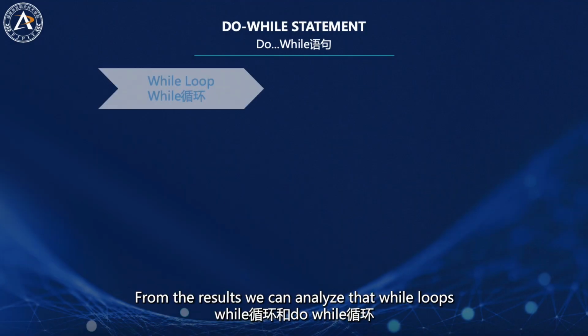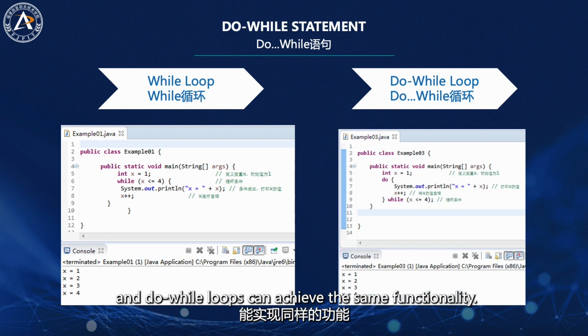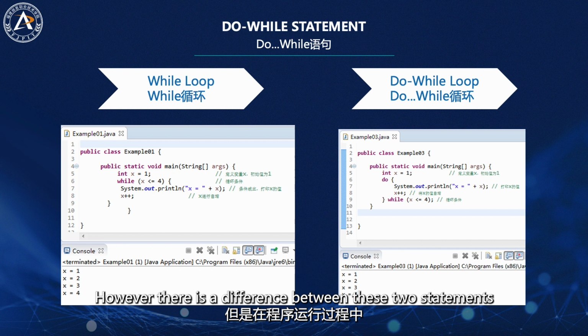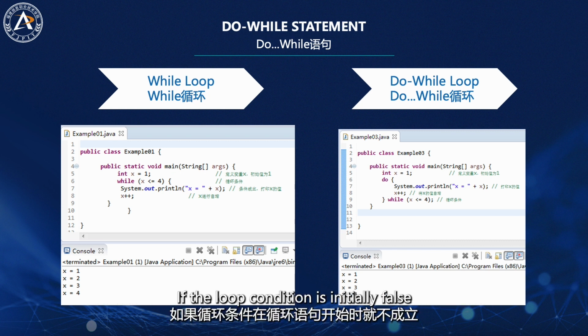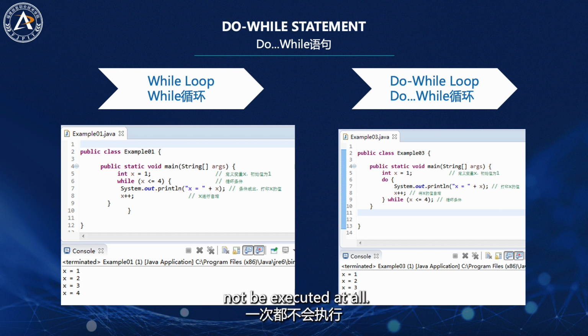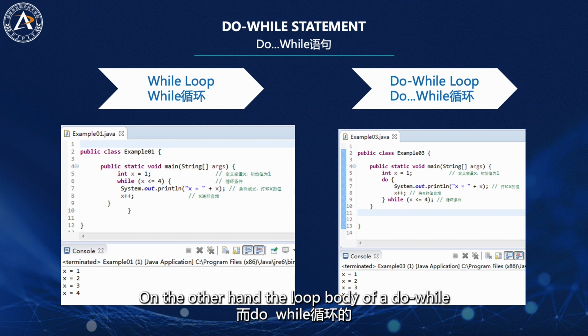From the results, we can analyze that while loops and do-while loops can achieve the same functionality. However, there is a difference between these two statements during program execution. If the loop condition is initially false, the loop body of a while loop will not be executed at all. On the other hand, the loop body of a do-while loop will be executed at least once.